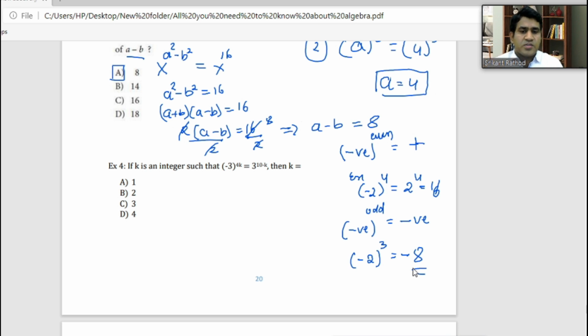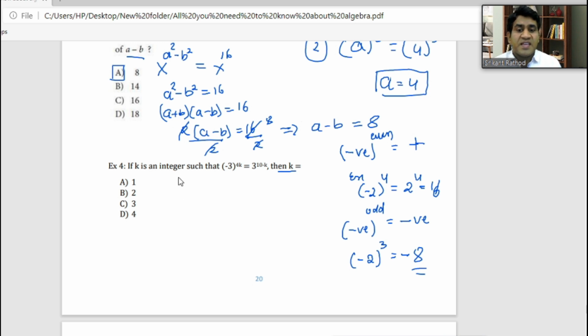All right, so now let's take one example relating to this. You can't equate a negative number with a positive one. As I told you, if you are comparing power with power or base with base, they should have the same sign. Now look: negative 3 to the power 4k is equal to 3 to the power 10 minus k. Then what is the value of k?